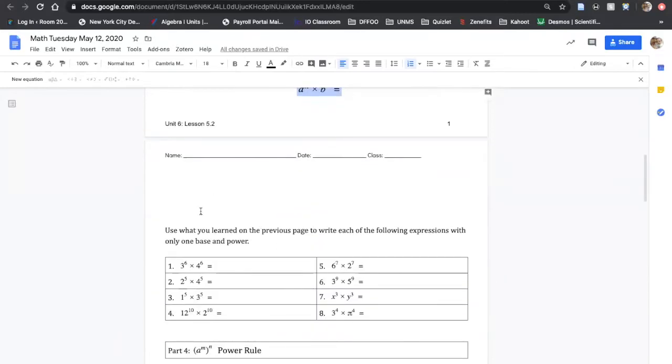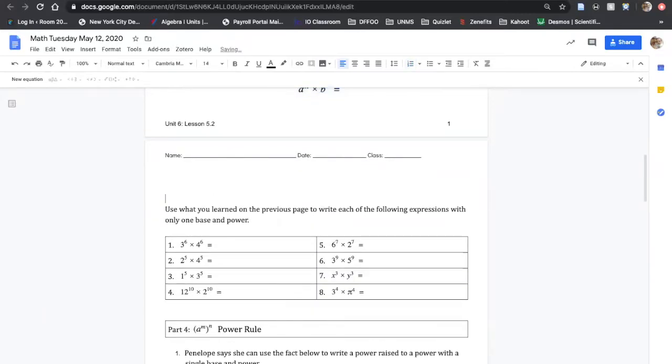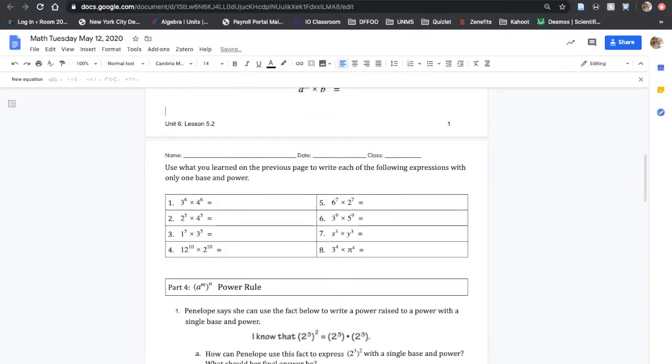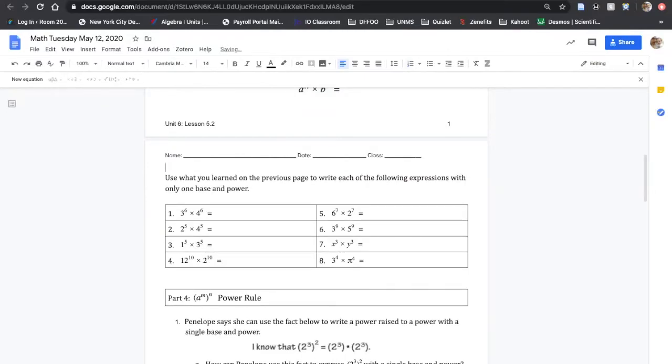Then we've got some practice on the next page right here. So you're gonna go ahead and practice this part here. If you're watching the video, you might wanna pause it and practice this first before watching the rest of the video, right?